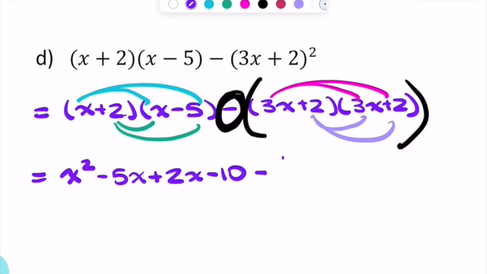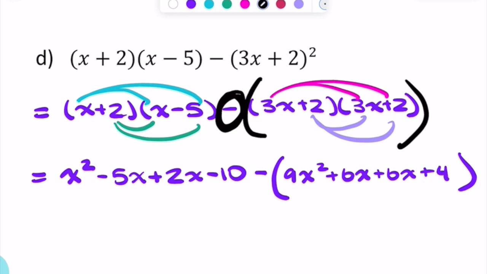Now I have my subtraction, and my answer goes in these brackets. And I'm going to do the pinks and the purples. 3x and 3x gives me 9x squared. 3x and 2 gives me 6x. 2 and 3x also gives me 6x. 2 and 2 give me 4.